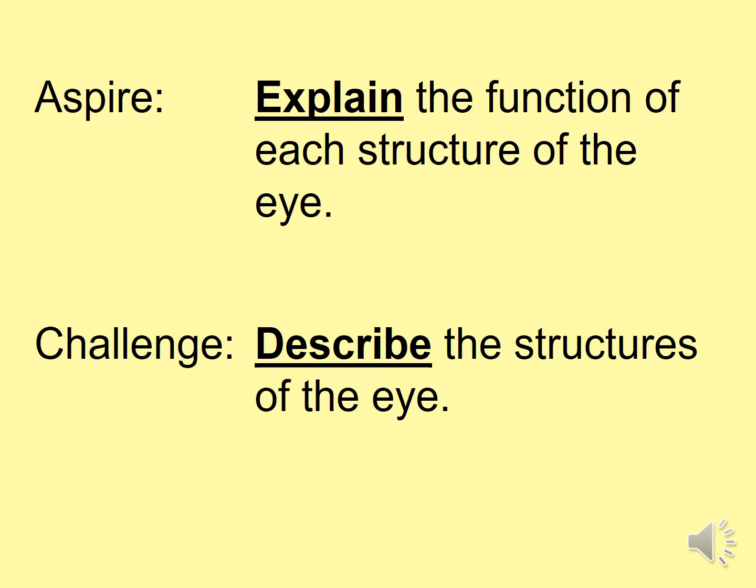Let's look at our learning outcomes for today. Then for the challenge, first of all, is to describe the structures of the eye. So we're going to have a diagram with labels on it that we'll need to know before we've completed today. And that's why we need some equipment to work with. And for the Aspire, we need to explain the function of each structure of the eye. So we're going to know what each part does.